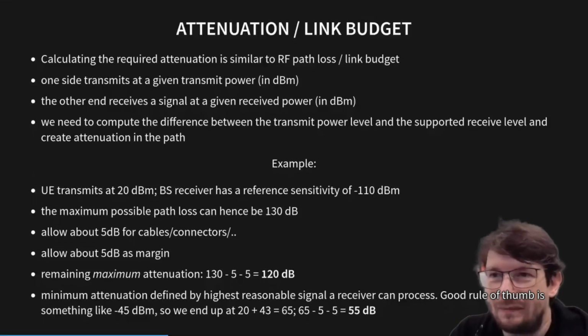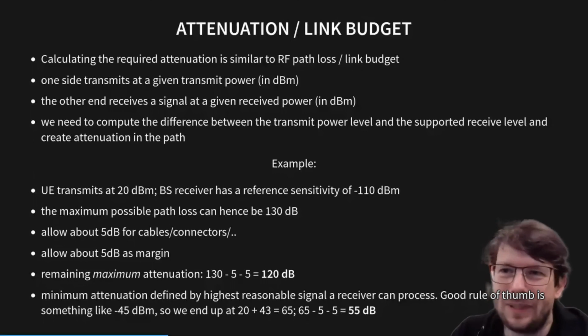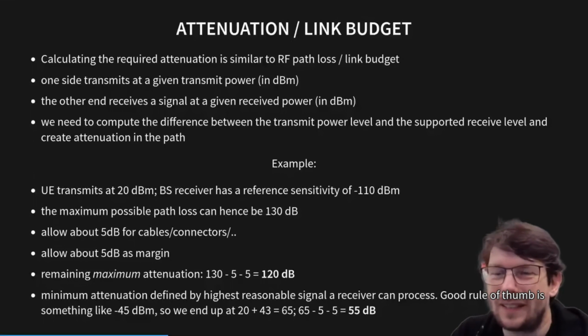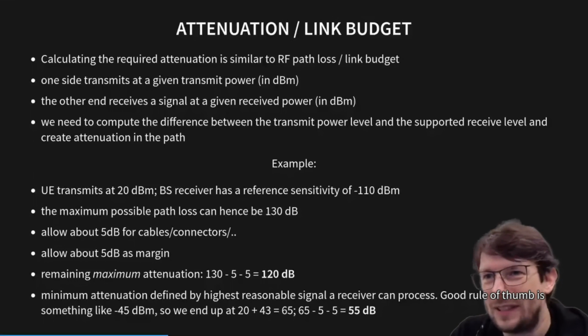So, depending on how large your setup is and how high quality your components are, we subtract something. 5 dB is already a lot for cables, connectors, and so on to accumulate for all the losses that happen there. Then we add, let's say, at least 5 dB of margin because there's tolerances and whatnot involved. So let's say, if we subtract those two values, we end up with 120 dB. And that's sort of the maximum amount of attenuation that we can put in between the UE and the base station to still make them work.